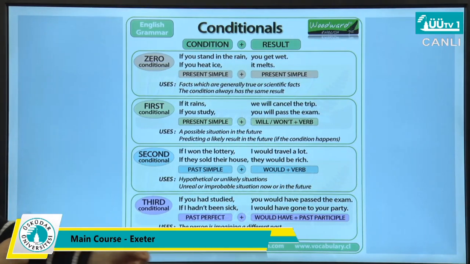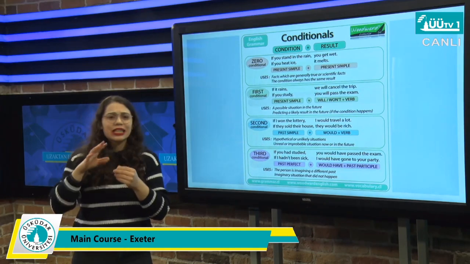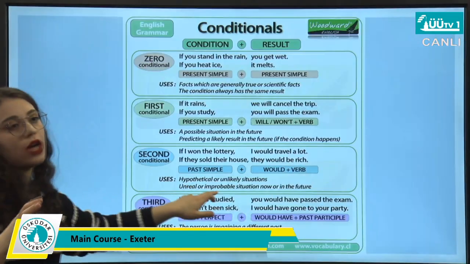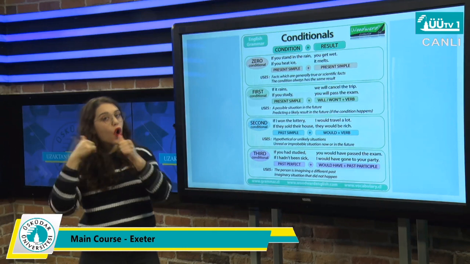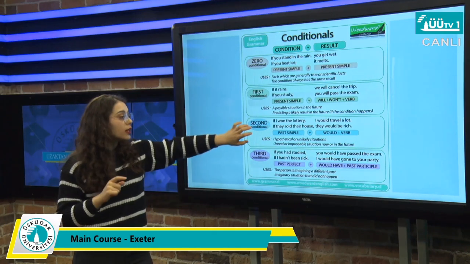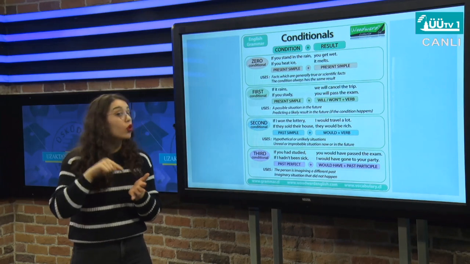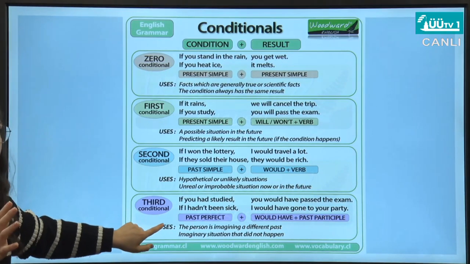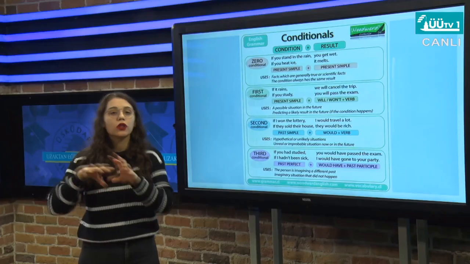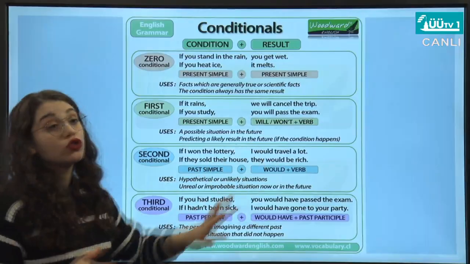And if we go to the second conditional, you're talking about an imaginary situation that is hypothetical, unlikely to happen, or impossible to happen. You're talking about an unreal or improbable situation now or in the future. Do not forget that. Unlike the third conditional, where you talk about the past, in the second conditional you talk about now or the future. For example, if I won the lottery, I would travel a lot.